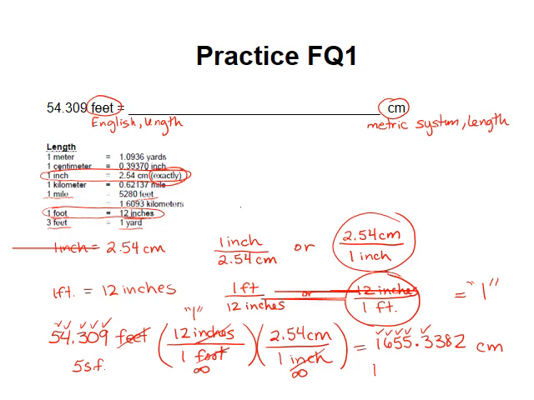So we want to report 1,655.3 centimeters. If you want to write this in scientific notation, you could also show it as 1.6553 times 10 to the third centimeters. Remember to check your answer to make sure it has the proper value, the proper number of significant figures, and the correct units.